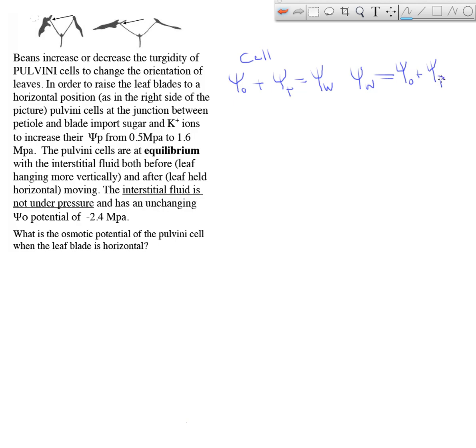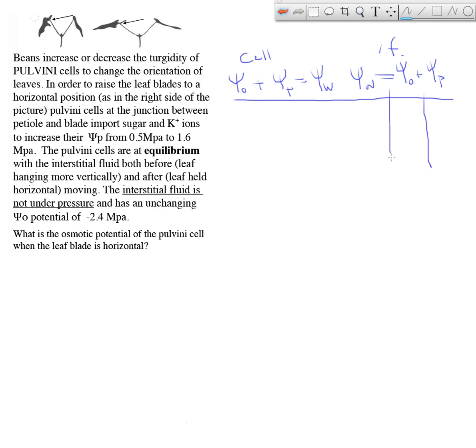Now, while you're getting used to doing these problems, and you're going to do lots of water potential problems in this class, turn the information you can get from a word problem into a table like this, and set it up so that water potential inside the cell and water potential in the interstitial fluid are right next to each other. So set up so the equation is water potential there and water potential there. And then you make that into a table.